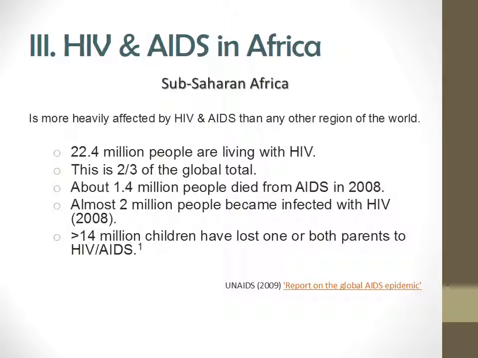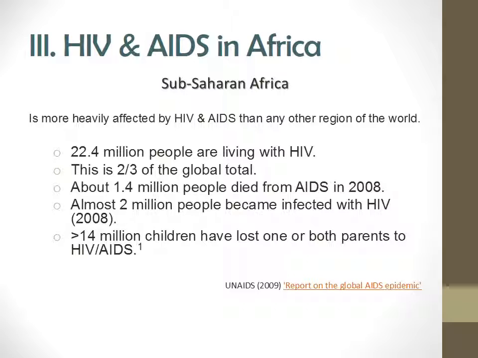And as if slavery and colonialism were not bad enough, HIV and AIDS is devastating Africa. Sub-Saharan Africa is more heavily affected by HIV and AIDS than any other region in the world. As you see from the stats listed, almost 22.5 million people are living with AIDS in Sub-Saharan Africa, which is 2/3 of the global total.